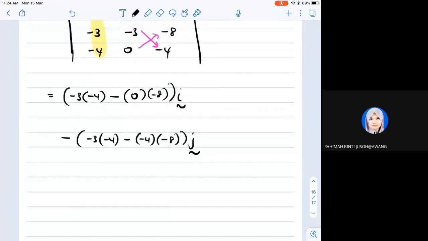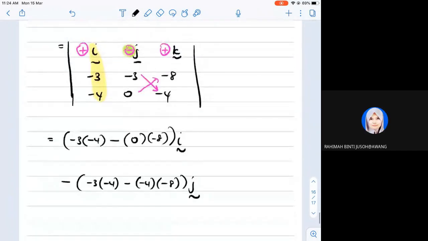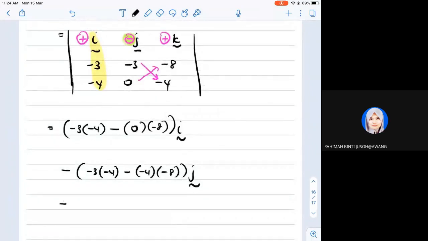And then K becomes what? Plus or minus again? Plus. Yes. So open the bracket. Okay, close the third column. We are now closing the first and second. So what does it become guys? -3 times 0 minus -4 times -3. Like this. So this is for the K direction.